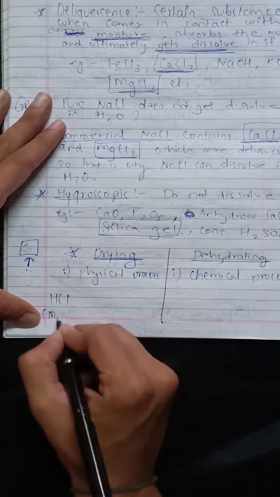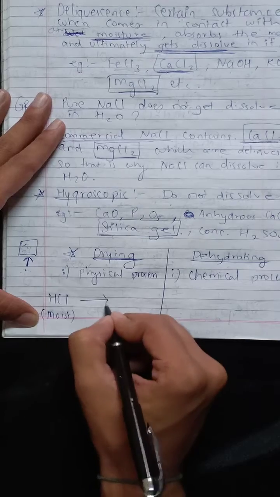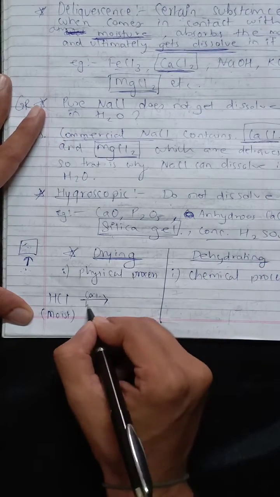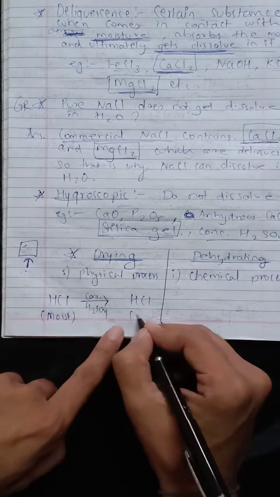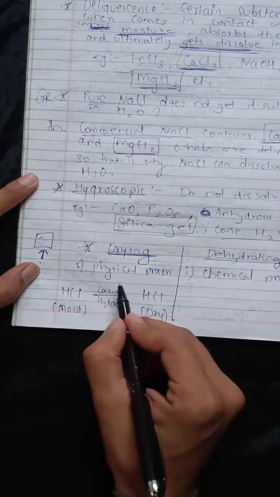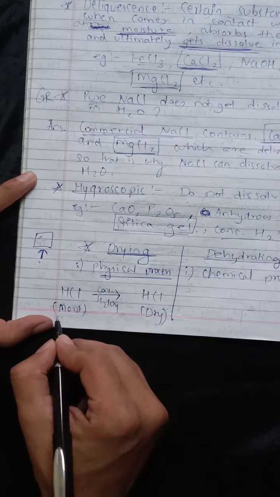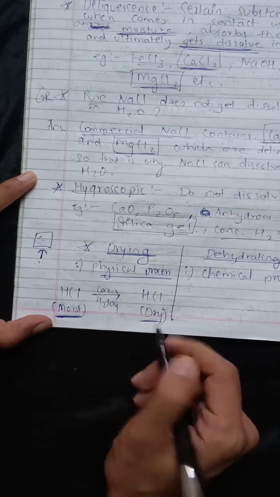Suppose this is HCl, which is moist, and suppose ड्राइंग एजेंट में सपोज मैंने ये यूज़ कर लिया कॉन्सेंट्रेटेड सल्फ्यूरिक एसिड, HCl, but it becomes dry then. See what happened in this. This is a physical process. The physical state only got changed. This was moist HCl and this was dry HCl. Okay, किसने हेल्प किया? Concentrated sulfuric acid ने.